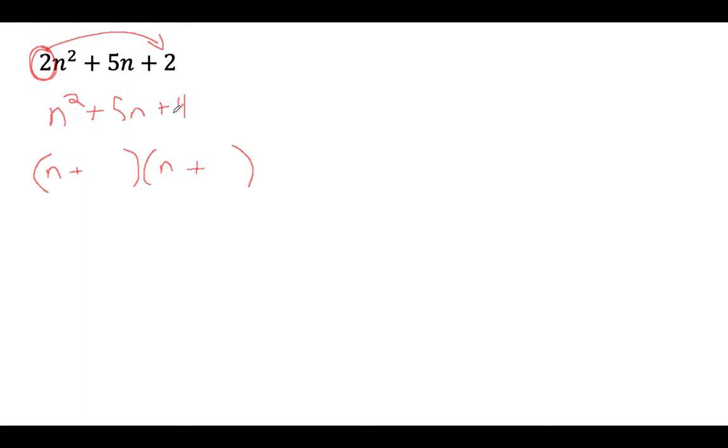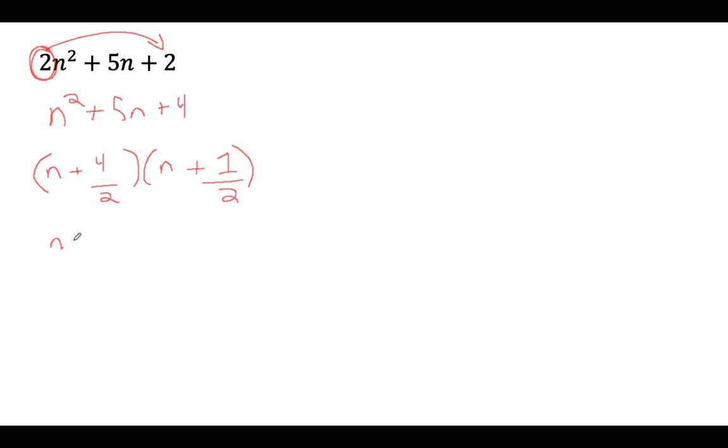Now you think of two numbers that multiply to get 4 and add to 5. Well, it's either 2 times 2, which is 4, but 2 plus 2 is 4, so it's not 2's. Or you got 4 times 1, which 4 plus 1 is 5. So we're going to have positive 1 and positive 4. We cannot stop there. You have to divide by that 2 now.